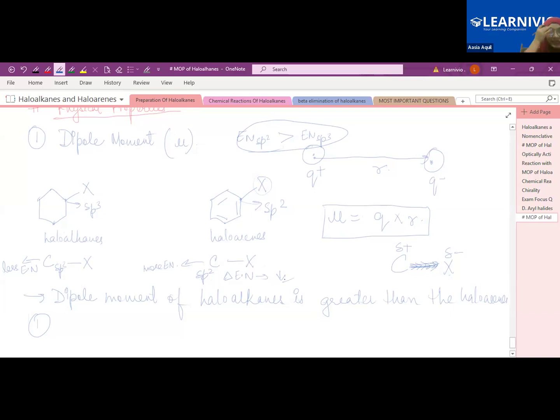But in the case of haloalkane, this carbon is less electronegative and this halogen is more electronegative, right? So what happens here? The change in electronegativity will increase. Due to that, the dipole moment of haloalkane is greater than the haloarenes.